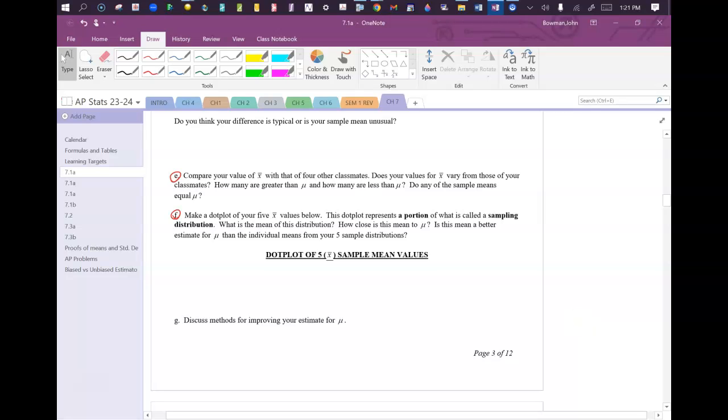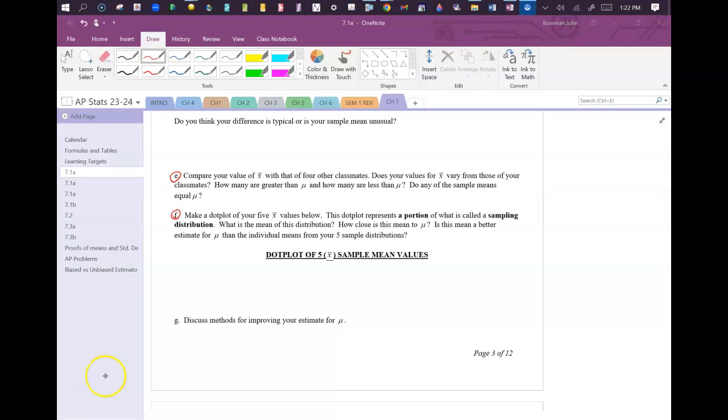In the meantime, let's talk about this question, letter G. It says, discuss methods for improving your estimate of mu. So pause the video for a minute and think about how to answer that. A common response is to increase the sample size. Clearly in this case, you wouldn't have to increase the sample size very much. You go from a sample size of 5 to a sample size of 20, and ultimately you don't have a sample anymore. You have a population, and you have the population mean. But you can't always do that.